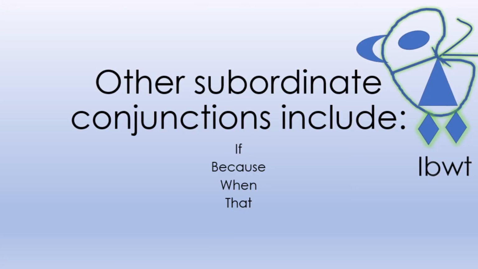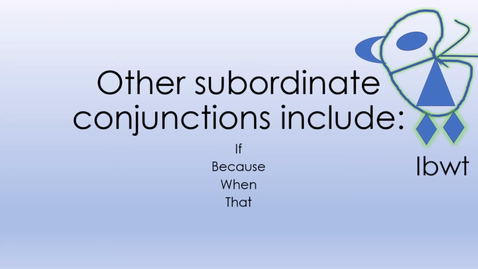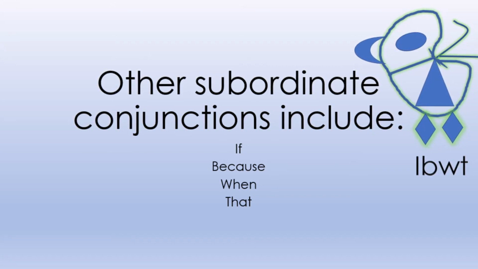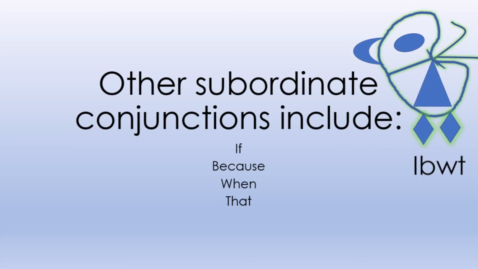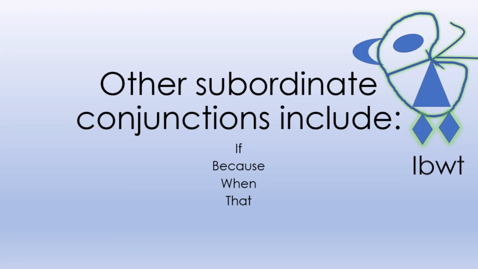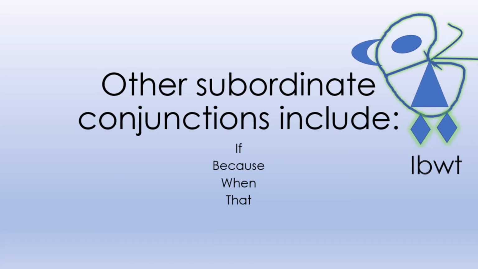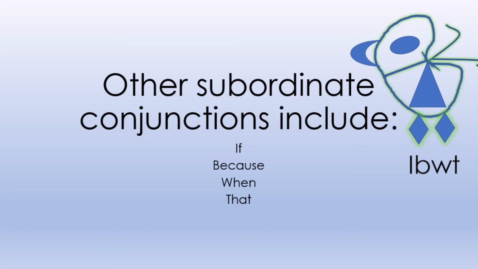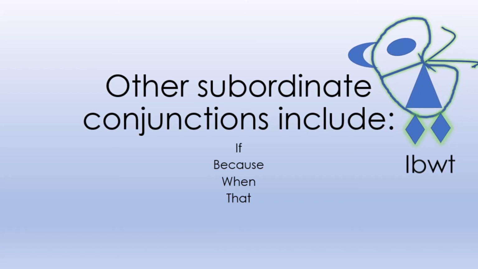Other subordinating conjunctions include if, because, when, that. Of course, these are not the only subordinating conjunctions available to use. But for now, we will just try to remember these 4 subordinating conjunctions. To help us remember them, we can use the acronym IBWIT. I for if, B for because, W for when, T for that.